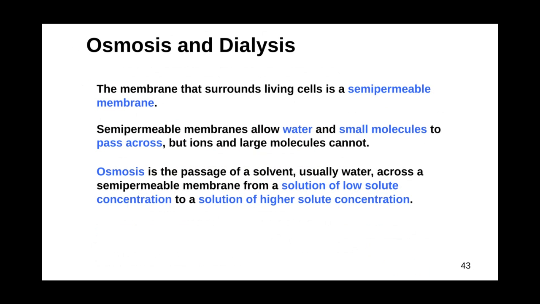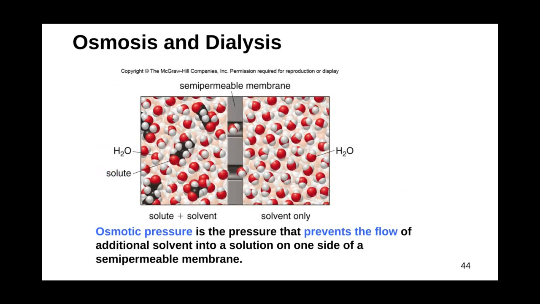Osmosis almost universally refers to the movement of water. Osmosis describes the movement of a solvent across a semi-permeable membrane from a solution of low solute concentration to a solution of high solute concentration. Now, conceptually, what does that look like? If we have this membrane, we have water with nothing dissolved in it and water with something dissolved in it. Osmosis tells us that water moves from this side where there's nothing dissolved to this side where there is stuff dissolved.